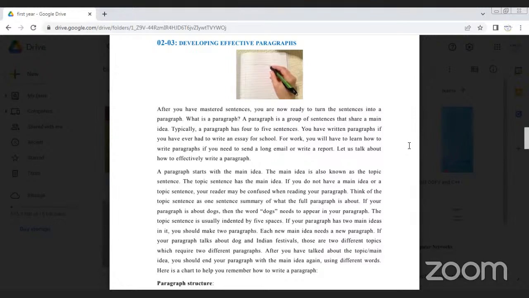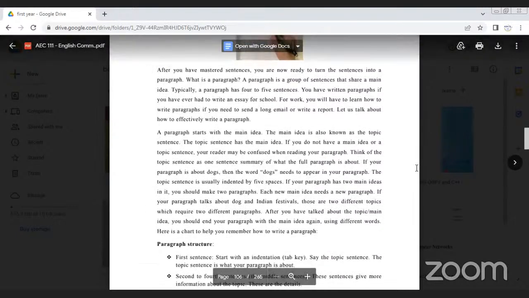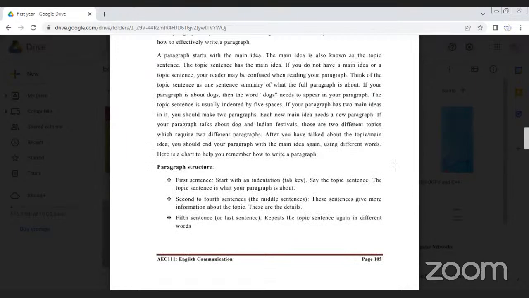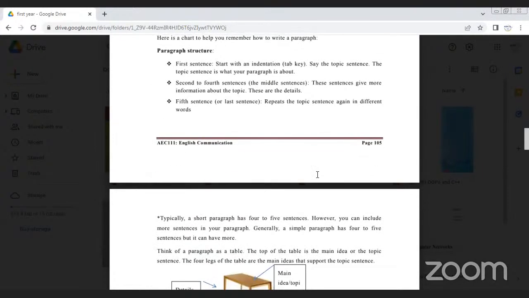After you have talked about the topic or main idea, you should end your paragraph with the main idea again using different words. Here is a chart to help you remember how to write a paragraph. Here is the structure of how to write a paragraph. In the first sentence, start with an indentation, which means the tab key. Say the topic sentence. The topic sentence is what your paragraph is about. This first line is the topic sentence.